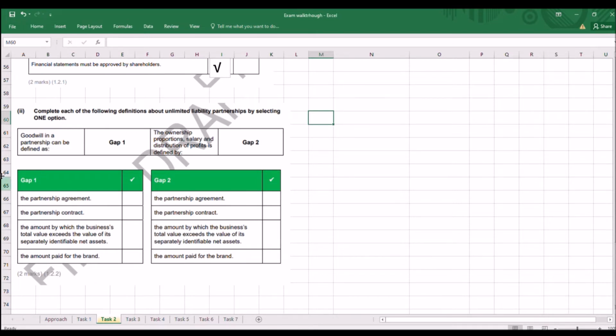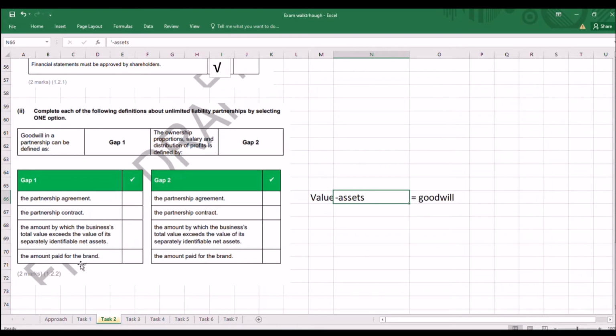Partnership contract, same old. The amount by which the business's total value, so total value of the organisation, and now we're going to see some kind of assets, exceeds the value of the separately identified. So value minus assets is equal to goodwill. So it's the value of the assets. Well, also the value of the assets minus the liabilities, to be fair. We might see whether we've got a better version of that one.